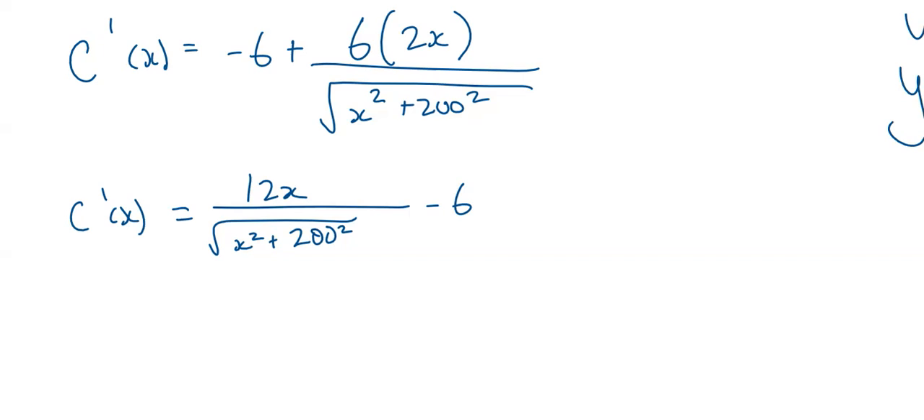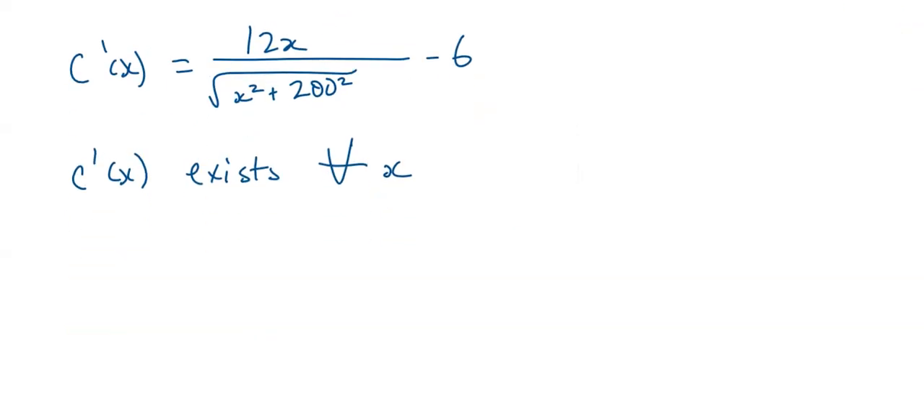This will never be negative 40,000. You're squaring it. It's always going to be positive. This will never be negative. This will never be 0. C prime at x exists for all x. So that's out of the way. So now we have to do C prime at x equal to 0.